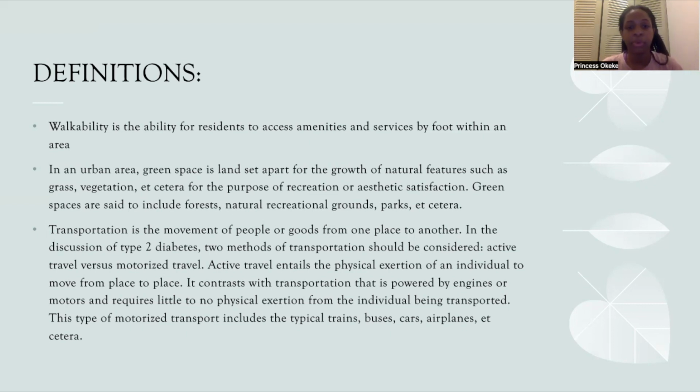Transportation is the movement of people or goods from one place to another. In this discussion, we are considering two types of transportation: active travel and motorized travel. In active travel, the person is moving from place to place by physical exertion. This includes things such as walking or cycling, where the person is exerting energy. This is versus motorized transports where you use trains, buses, cars, or airplanes, meaning that you do not exert any energy. This active travel would lead to reduced incidence of type 2 diabetes because it increases physical activity, which helps the person against type 2 diabetes.